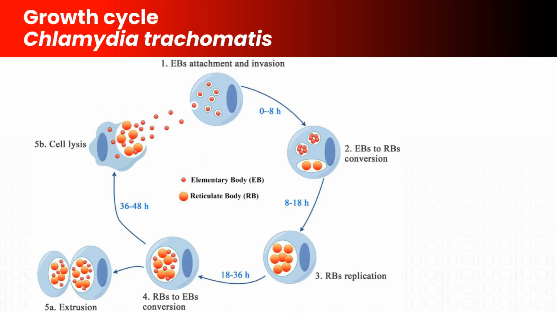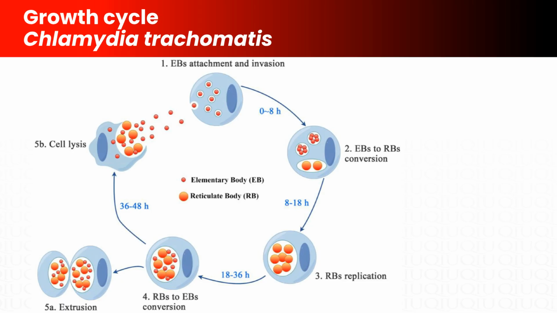The developmental cycle of Chlamydia trachomatis is absolutely unique among bacteria and is essential to understanding how this organism causes disease. The cycle begins with the elementary body, or EB. The elementary body is the infectious form of chlamydia. It's the form that exists outside cells and can be transmitted between hosts. Elementary bodies have a rigid cell wall that protects them in the extracellular environment, but it also means they're metabolically inactive. Think of the elementary body as a spore-like structure designed for survival and transmission, not for reproduction.